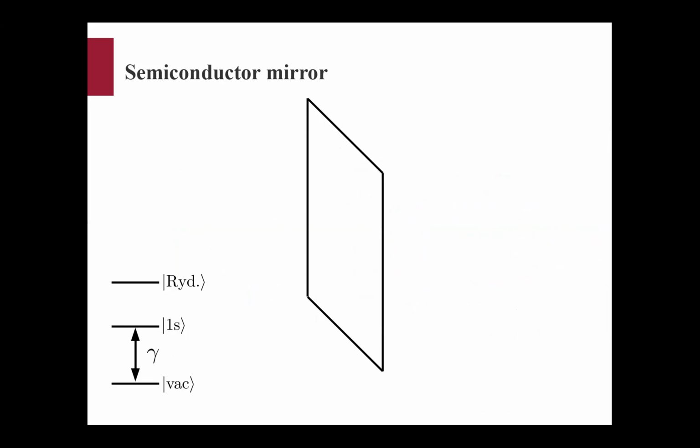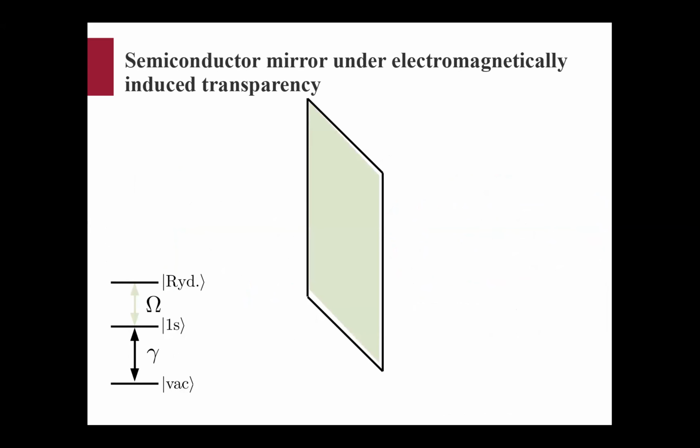And now I want to combine this with EIT that we've already heard about. So coupling this ground state exciton. Here this is a transition from the vacuum, no exciton at all, to the ground state exciton to a Rydberg state, and thereby establishing conditions of EIT, electromagnetically induced transparency. So right, photons will just transmit through the mirror. Individual photons will.